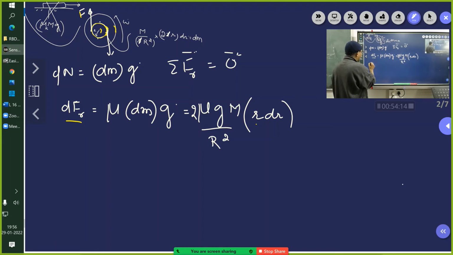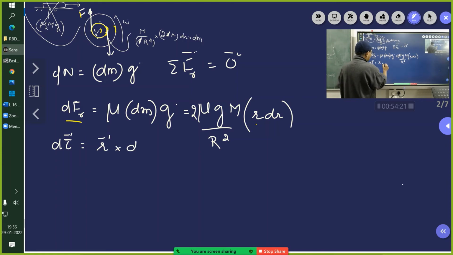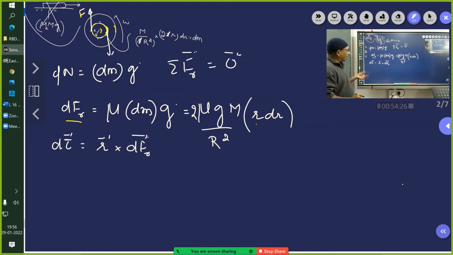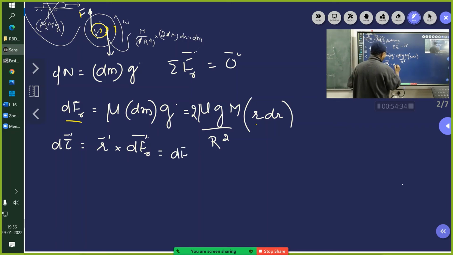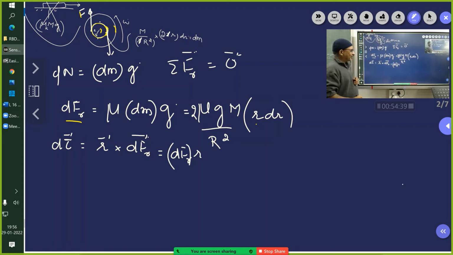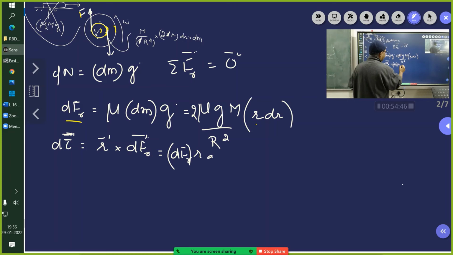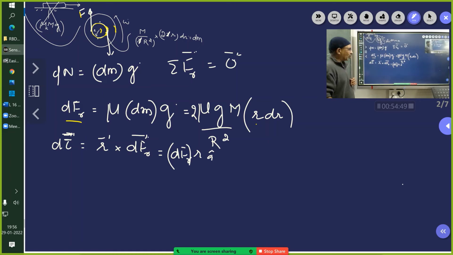Now you calculate the torque, d tau bar. So d tau bar will be what? r bar cross df. So this is the elemental torque, right? And since this angle is 90 degrees, this gives you df r into r. You get this torque, okay? So I'll just remove this. You will get this torque, correct? Listen, df r into r, you will get the torque.